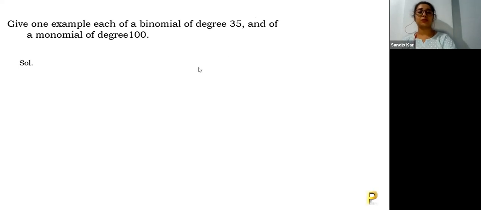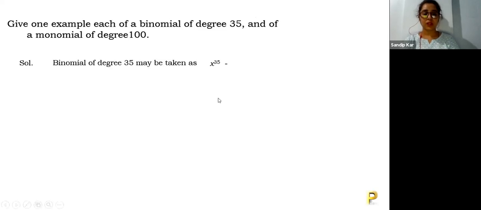Okay, let's check the answer to these questions. So binomial of degree 35 may be taken as x to the power 35 minus 8. Here you need only two terms. In the first term you can see that the power of x is 35, so the condition is already satisfied, that is the degree should be 35, and two terms, that is x to the power 35 and 8. You can take any sort of example: y to the power 35 minus 5, or 3x to the power 35 minus 5x. It can be any example.